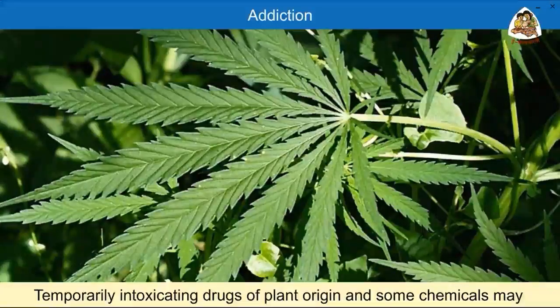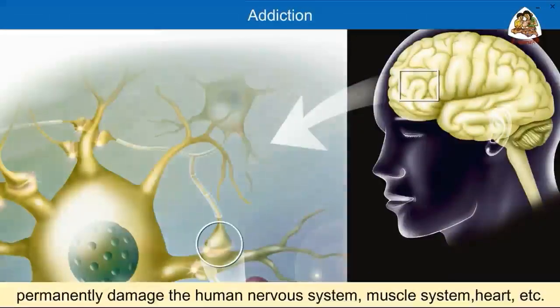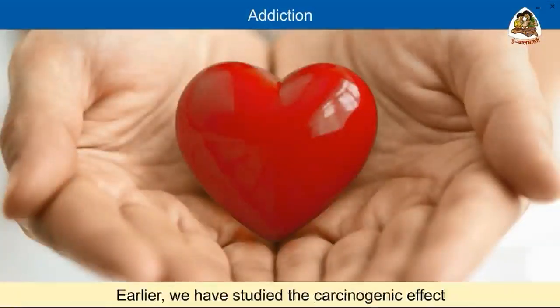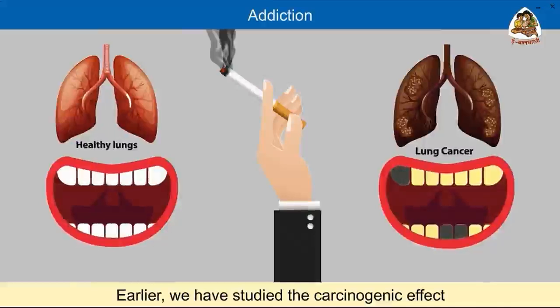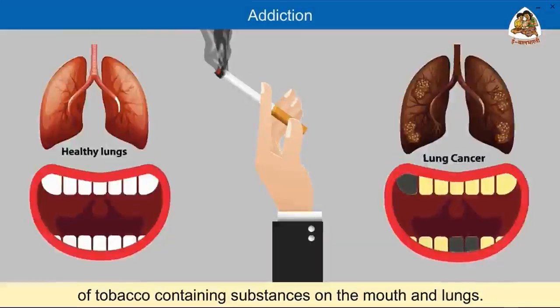Temporarily, intoxicating drugs of plant origin and some chemicals may permanently damage the human nervous system, muscle system, heart, etc. Earlier, we have studied the carcinogenic effect of tobacco containing substances on the mouth and lungs.